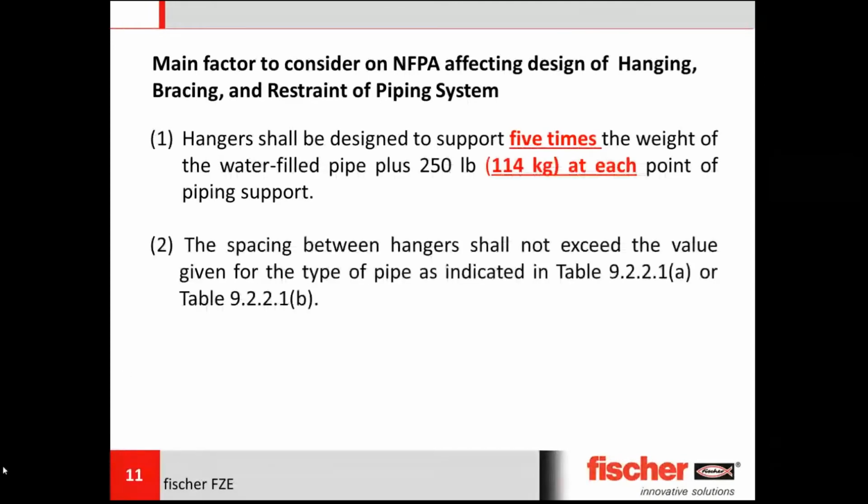Now, apart from this, there is also a main codal provision which states that the spacing between hangers shall not exceed the value given for the type of pipe as indicated in the table. So which means if we use a very strong support which can carry the pipe up to 10 meters, but in the table the distance between pipe supports is mentioned to be only 3 meters, then 3 meters it should be. You cannot increase the spacing between supports more than Table 9.2.1a.